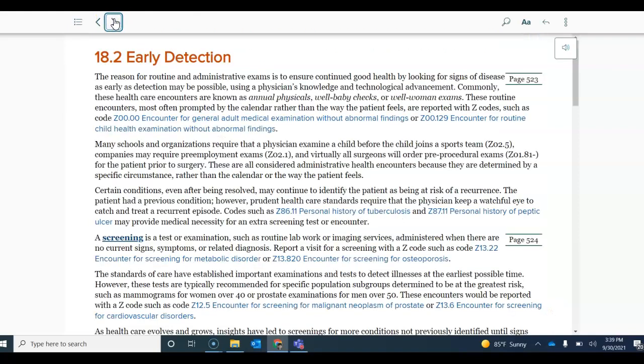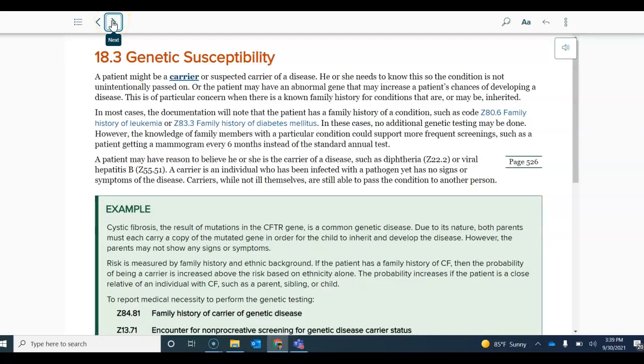The problem with Z codes is that sometimes it's difficult to figure out what word to use. Okay? So it might be a screening. Screening would be the word that you might look up. Or exposure or contact with. Okay?